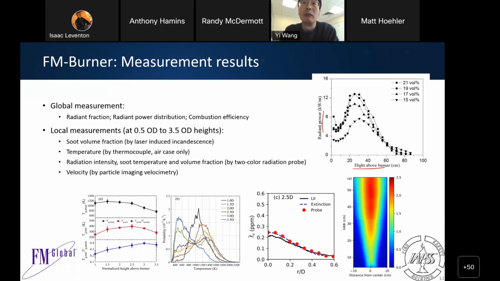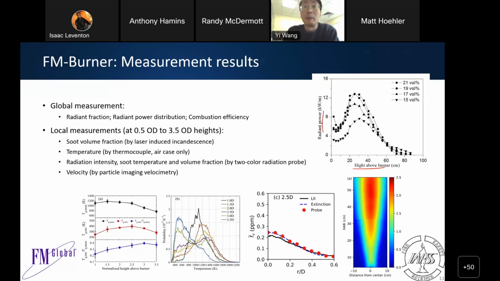And also we conduct LILI measurement of soot volume fraction, and also compare that 2D soot volume fraction data. We compare this data set with our probe and also with extinction, finding mostly consistent data other than a small area near the burner. And we also measure the temperature and velocity.